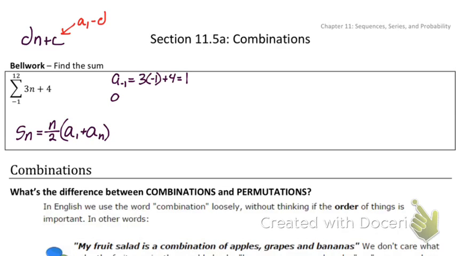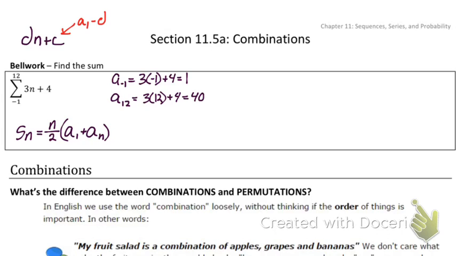All right, then let's go ahead and find our last term. And that's going to be a sub what? A sub what is my last term? Jeffrey? 12. A sub 12. Yeah. So we're going to have 3 times 12 plus 4, which is going to equal 40.